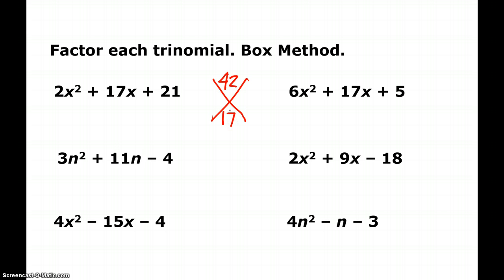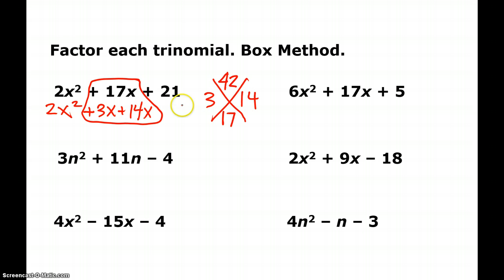Let's see. It's not 21 times 2. Does 3 go into there? Yes, it does. It goes in 14 times. So it's going to be 3 times 14. So I'm going to take that and put it back into the middle: 2x squared plus 3x plus 14x, because this is the exact same thing, so I can just swap it out.